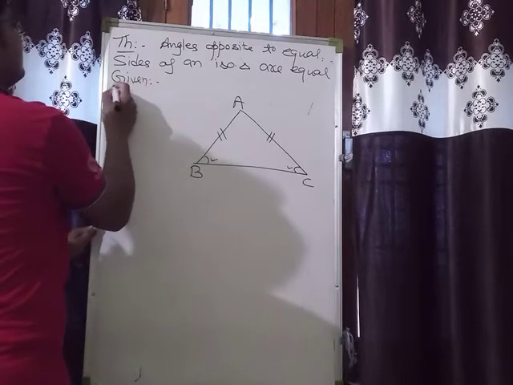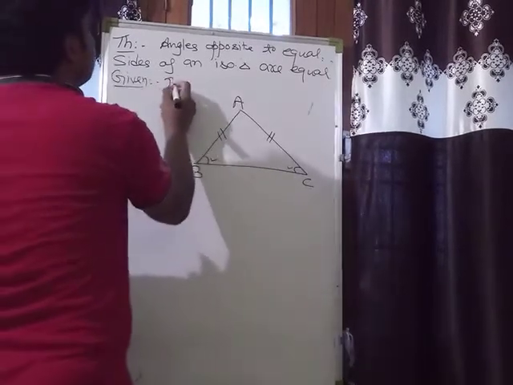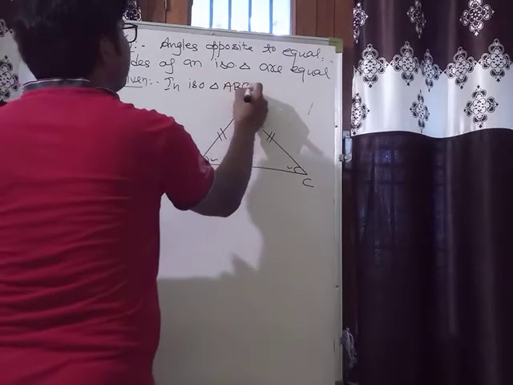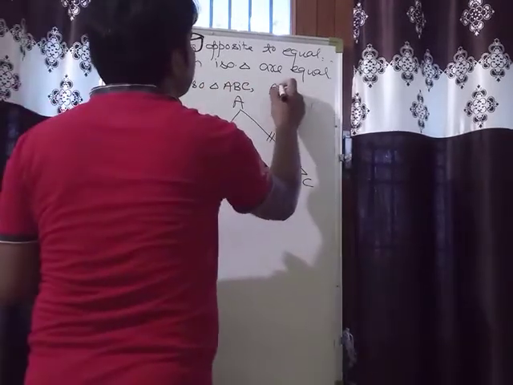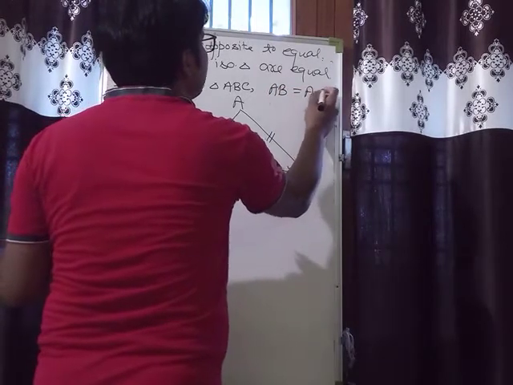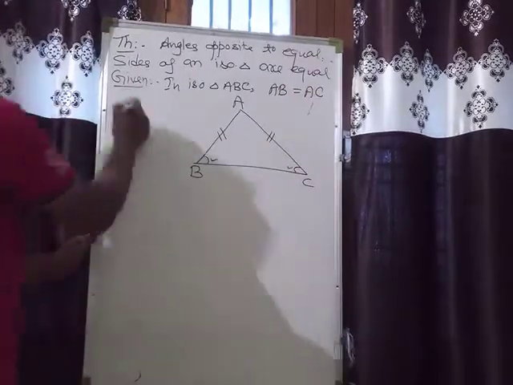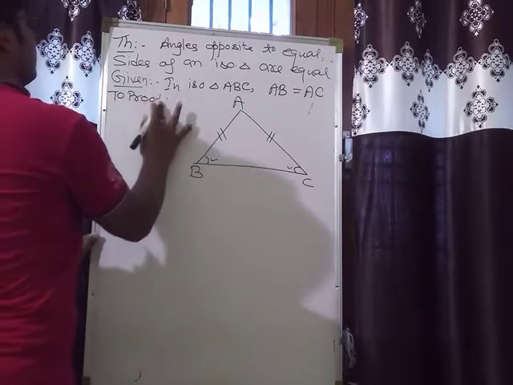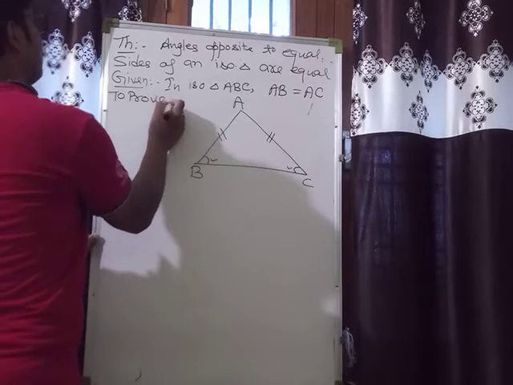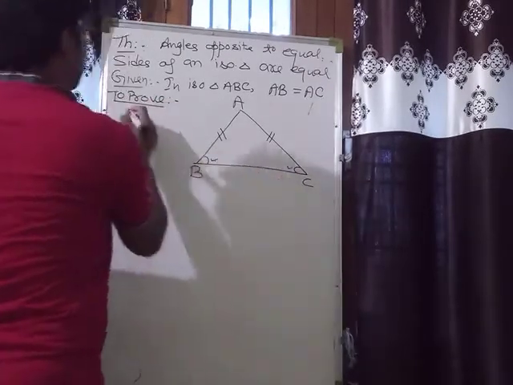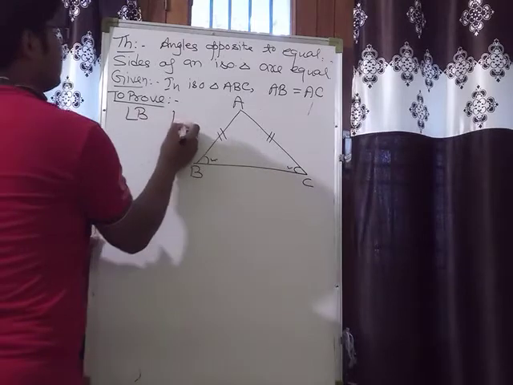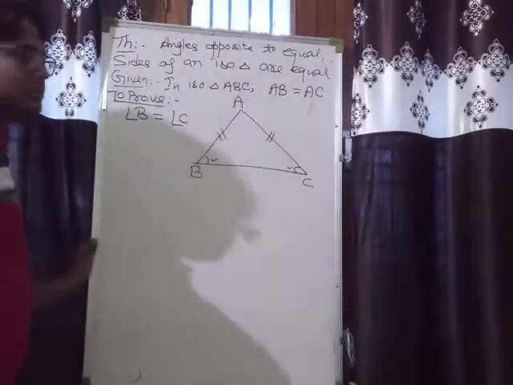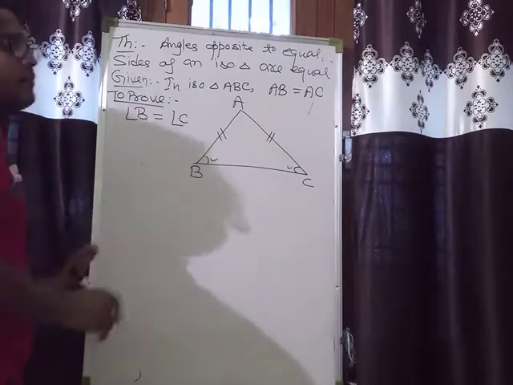See, it is given here that in triangle ABC, in isosceles triangle ABC, AB is equal to AC. AB equal to AC. Okay? To prove, what we have to prove? We have to prove that these two angles, angle B and angle C, are also equal. Angles opposite to equal sides. Okay? For proving this, we have to construct something.